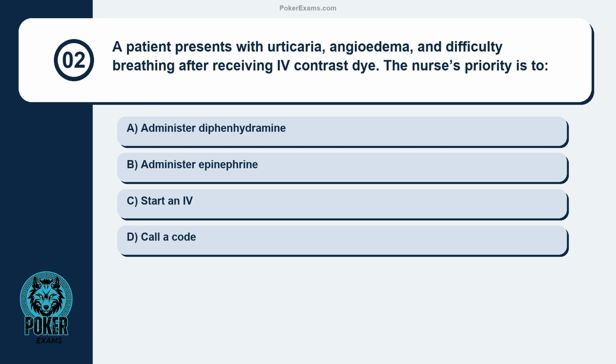Question 2. A patient presents with urticaria, angioedema, and difficulty breathing after receiving IV contrast dye. The nurse's priority is to administer diphenhydramine, administer epinephrine, start an IV, call a code.